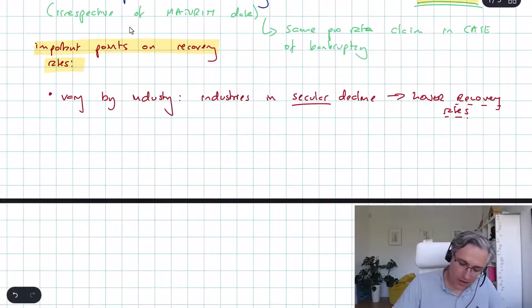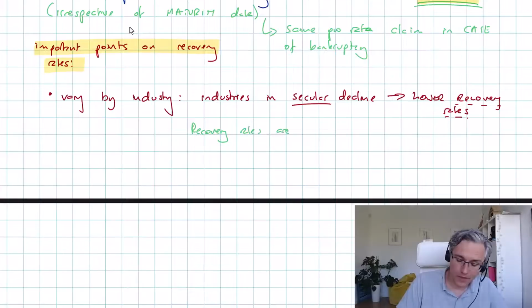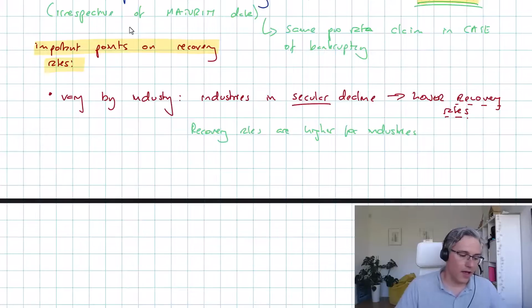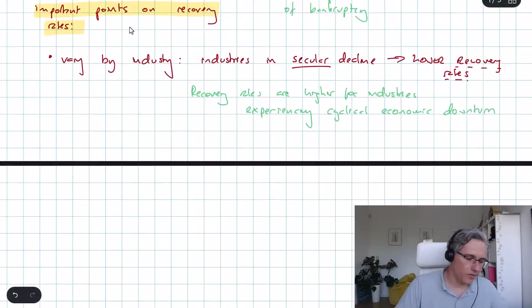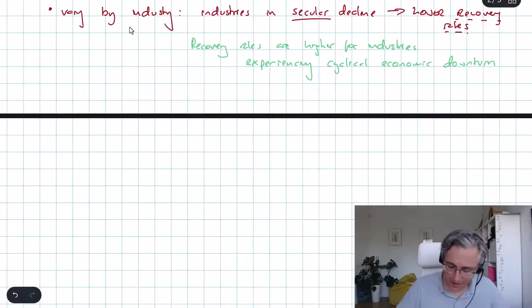Now, recovery rates will, of course, be higher in those industries which are only experiencing cyclical economic downturn. And I guess that should be quite obvious, right, for everybody, instead of secular.